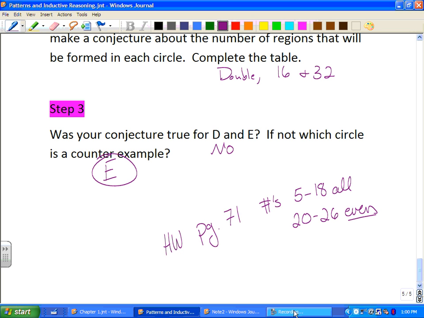All right, your homework is page 71. It's 5 through 18 all, and then 20 through 26 even.